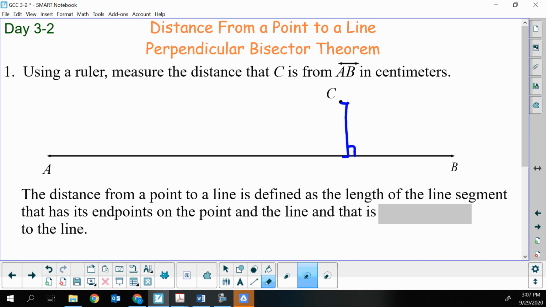Now I like to think of that like when you're flying in a plane, the pilot comes on and says, we're at a cruising altitude of 30,000 feet above sea level. Well, they're measuring that straight down to the ground, making a right angle. So the distance from the point to a line is defined as the length of the line segment that has endpoints on the point and the line and is perpendicular to that line. So that gray box, you can fill in the word perpendicular.